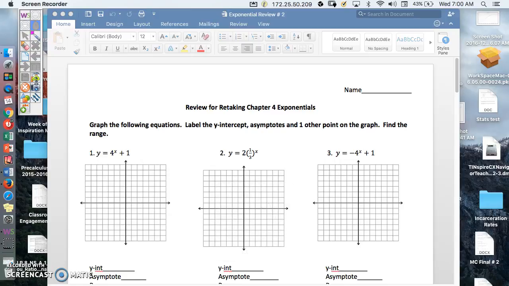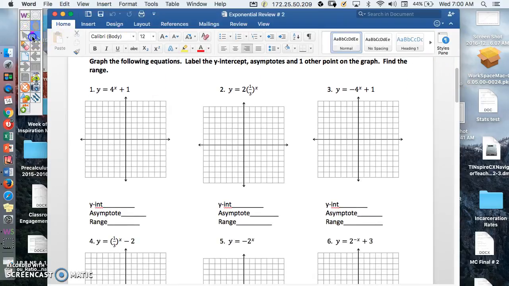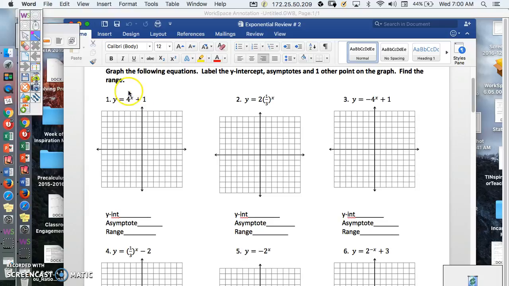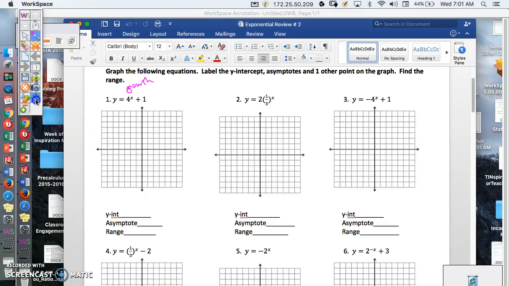So the first thing we're going to do is take a look at how to graph some of these exponentials. So we know they're either growth or decay, and this one's a 4, so we know it's a growth, and we know it's moved up 1. So the first thing we are going to do is dash in a line at 1 here.